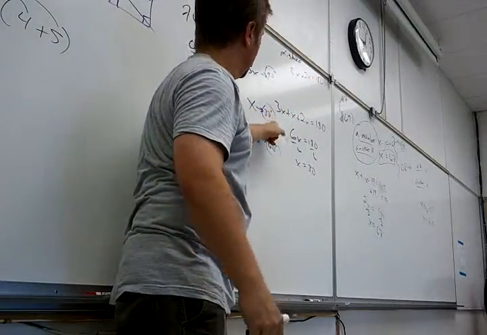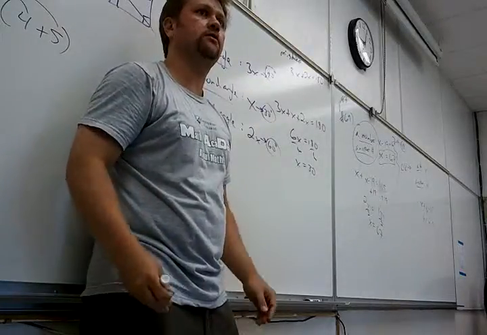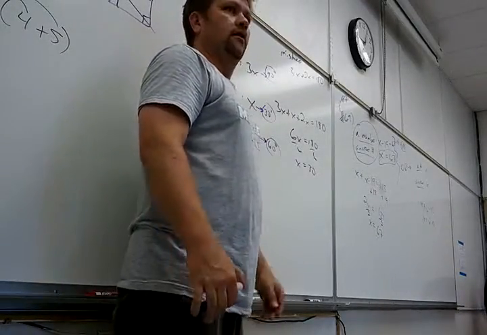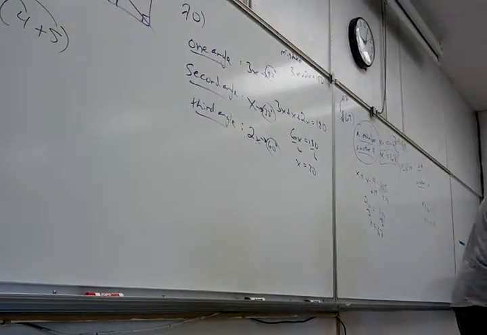And they kind of double check. Do they do what they're supposed to do? 30 plus 60 plus 90 is 180. Sweet. You can always check at the end. Make sure they do what they're supposed to do. Good call. I like that.